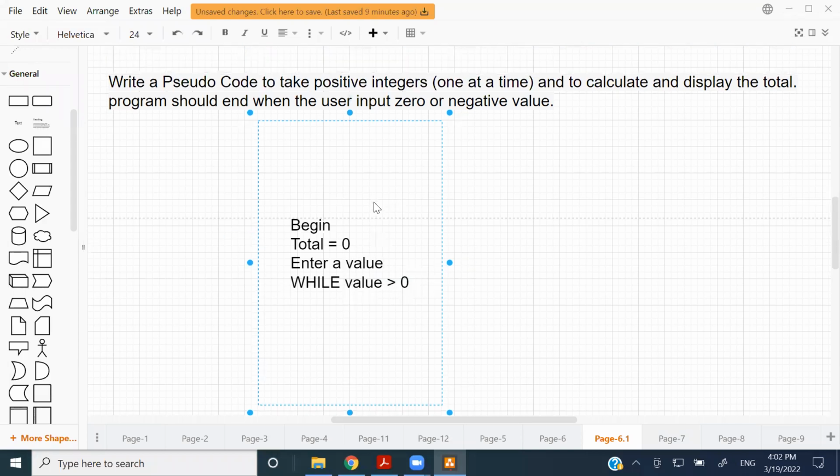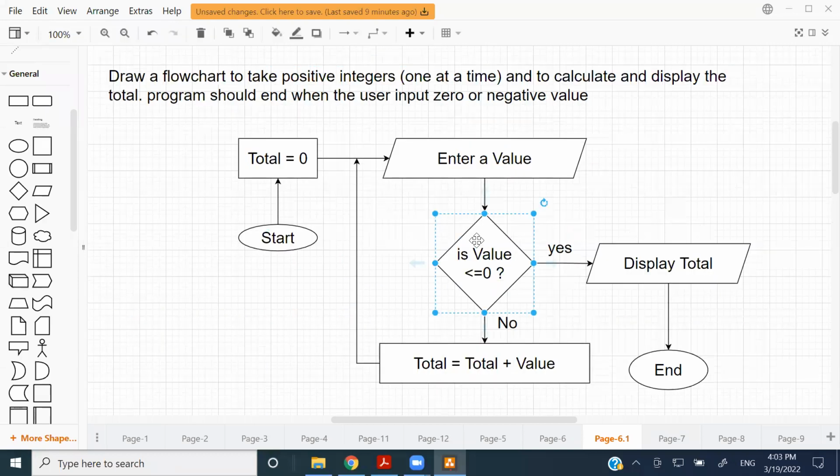Right? And again, after the condition, this is going to be the first statement inside the condition, as well as we have to put enter a value to take the rest of the values.